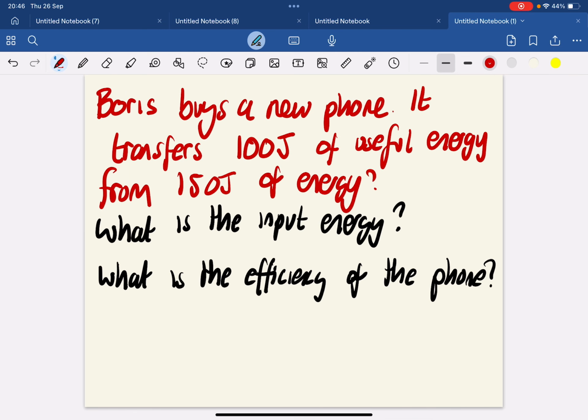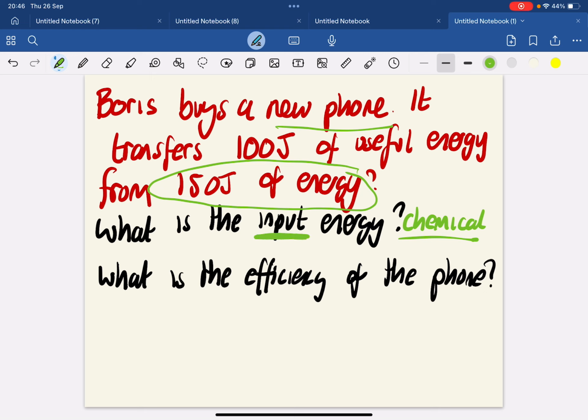So we've got Boris. He buys a new phone. It transfers 100 joules of useful energy from 150 joules of energy. So the first question here says, what is the input energy? Now, our input energy comes from this 150 joules of energy here. So this has to be one of the energy stores. And it's a phone. What do phones have? Where's the energy come from? Well, it comes from a battery. So what is that type of energy? That's right, it is chemical. So it has a chemical energy store, and that's our input energy.